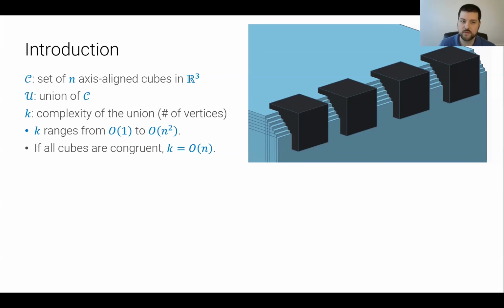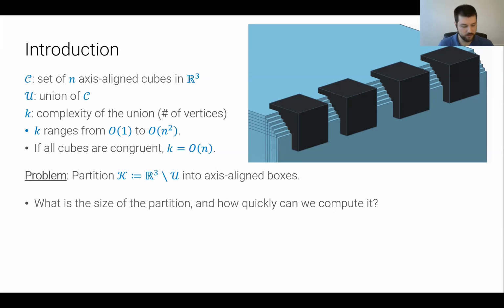Right, so when the cubes are all the same size, the union complexity is known to be just linear in the number of cubes. And the very problem we would like to consider in this work is decomposing the complement, or really partitioning into pairwise disjoint boxes, the common exterior of those cubes. And the natural question is how small of a partition can we compute, and how quickly can we compute it?